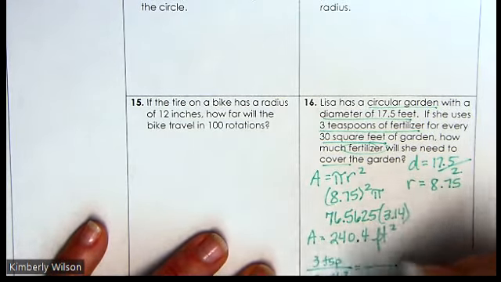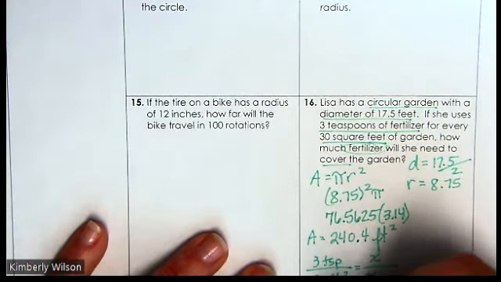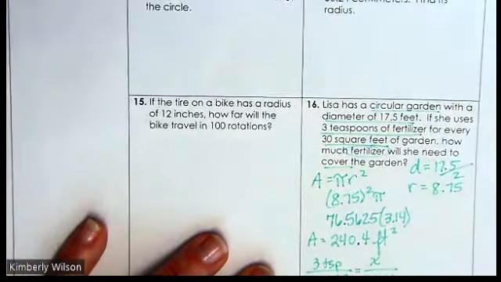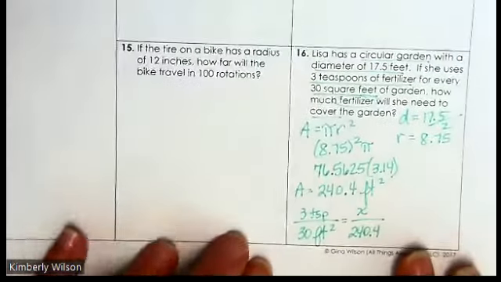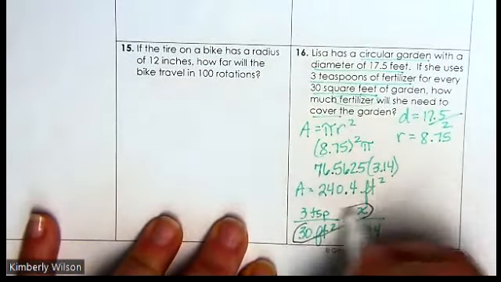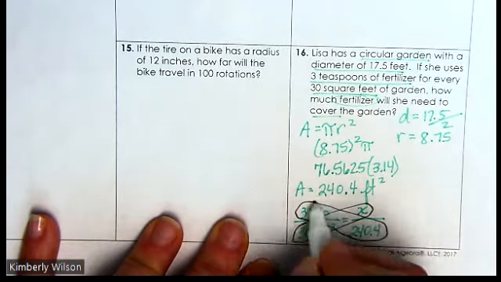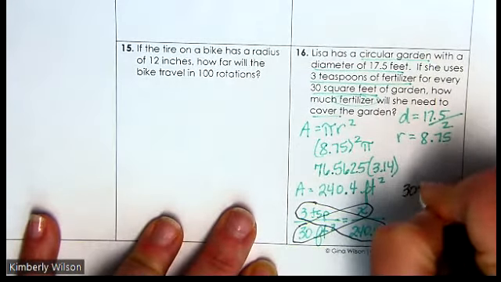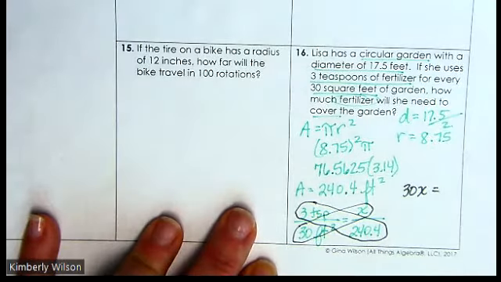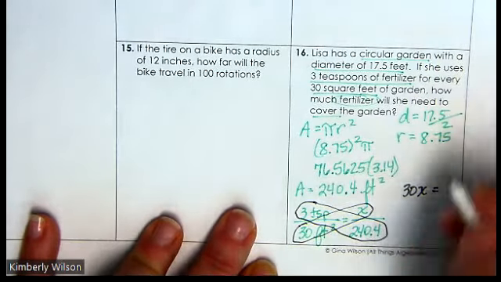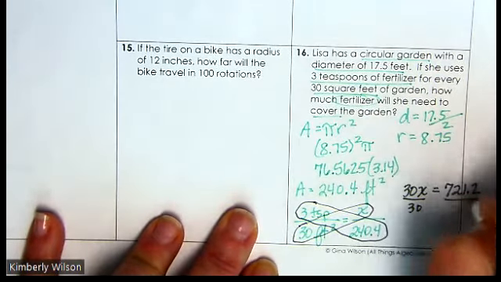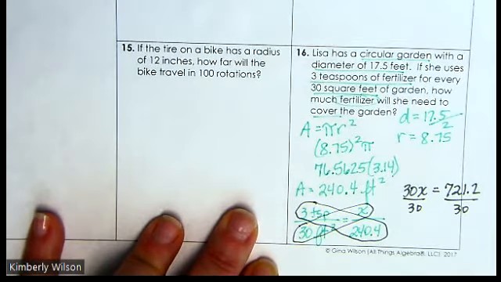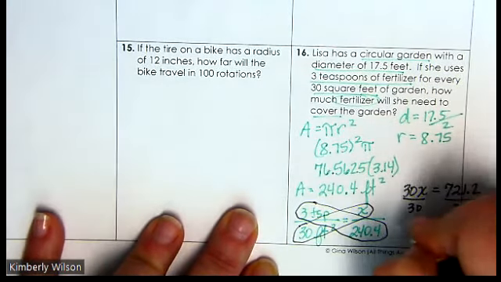I can set up a proportion, x over 240.4. Oops, it slid down. Let me fix that. So I solve my proportion. We multiply diagonally. So I have 30x equals 3 times 721.2 divided by 30, and we get that x equals 24.04.